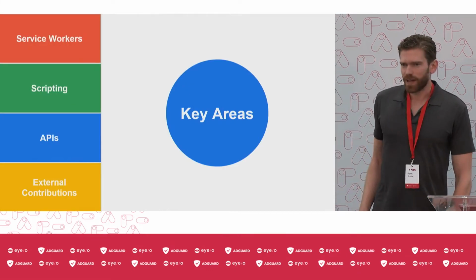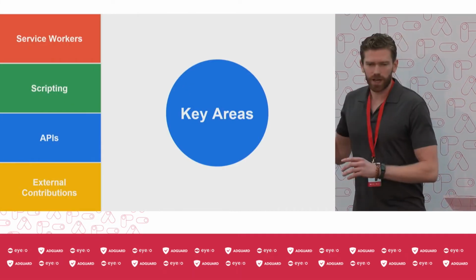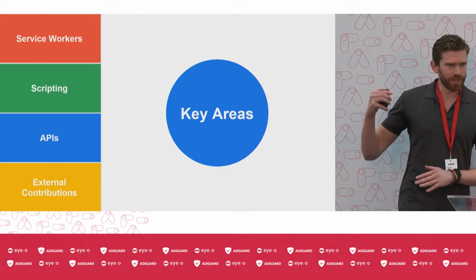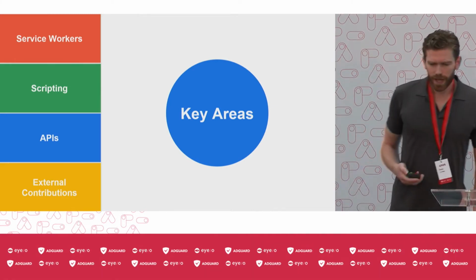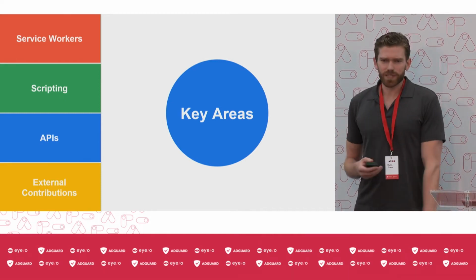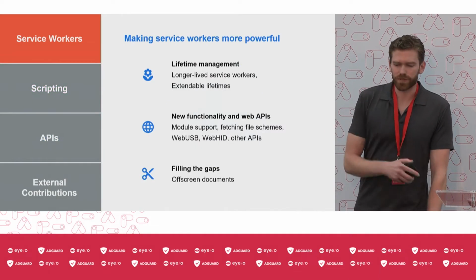So diving in, I blatantly stole David's different format. Here are some key areas. We just, for some reason, love the number 4. It's the number of colors in the Google logo. It works out. So to start off, we're going to talk a little bit about service workers.